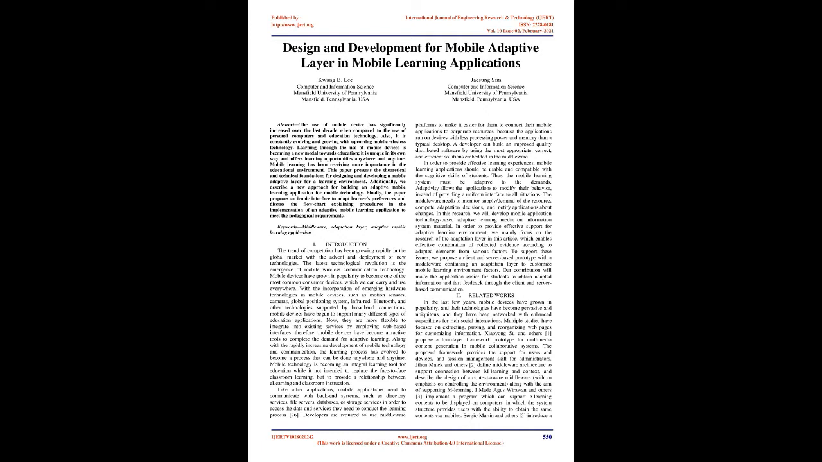This paper presents the theoretical and technical foundations for designing and developing a mobile adaptive layer for a learning environment. Additionally, we describe a new approach for building an adaptive mobile learning application for mobile technology. Finally, the paper proposes an iconic interface to adapt learners' preferences and discusses the flowchart explaining procedures in the implementation of an adaptive mobile learning application to meet the pedagogical requirements. Keywords: middleware, adaptation layer, adaptive mobile learning application.